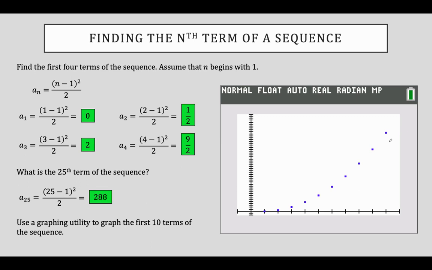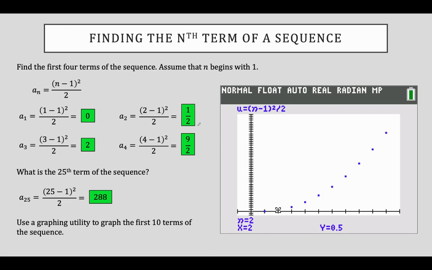Now hit trace on your calculator. If you hit trace, it will actually tell you the terms of the sequence. So when n is equal to 1, y, the output, is equal to 0. That's what we found. We found a1 was equal to 0. If we use the right arrow button, we can scroll to the next term in the sequence. When n is 2, y is 0.05.